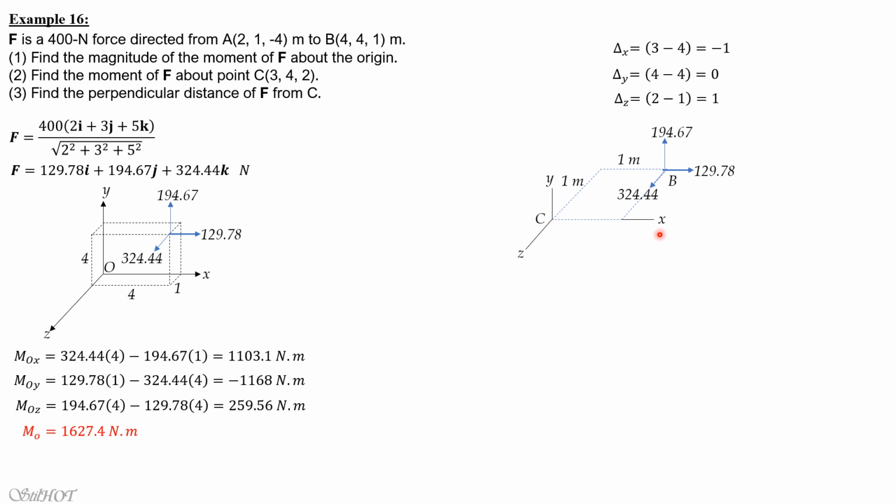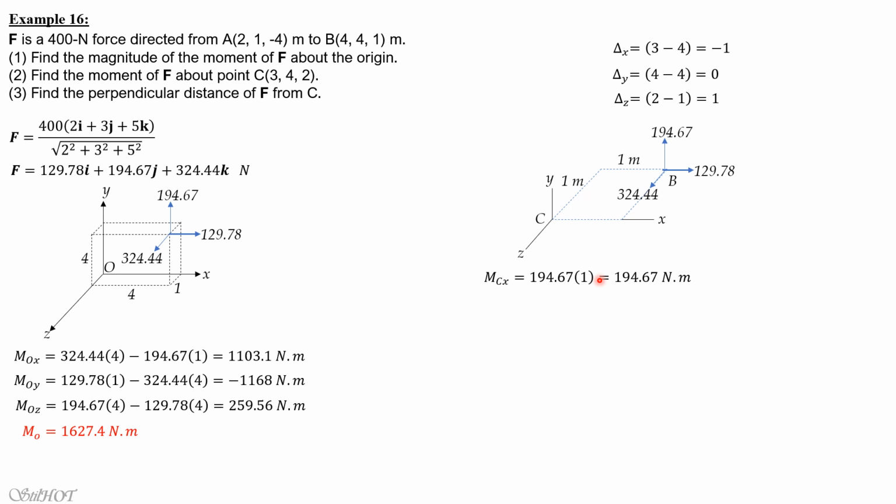And by the right thumb rule, you position your right thumb towards the positive x-axis through point C. So it is positive 194.67 times 1. That's MCx. MCx is 194.67 Newton meter.